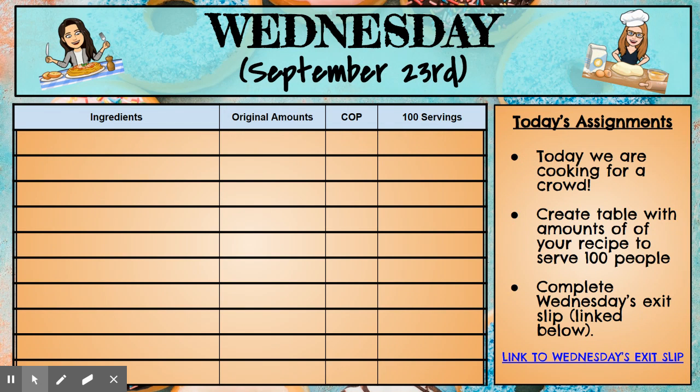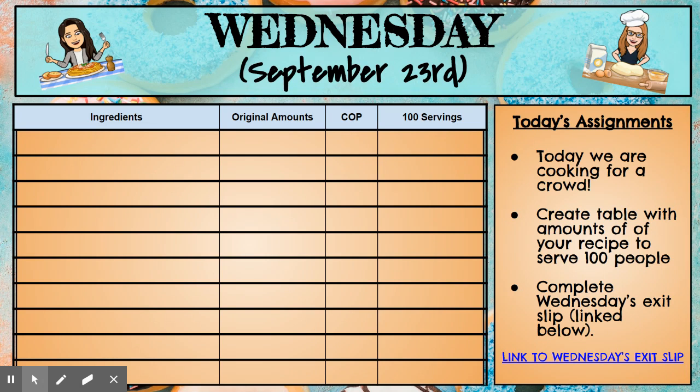On Wednesday, we are going to be cooking for a crowd. For this table, we are going to figure out how much of each ingredient from the recipe we need to serve 100 people. The first column is where the ingredients will go, like all-purpose flour or whatever their ingredients are. Then they will put their original amounts with the units. Next is the COP, the constant of proportionality, which they will have to calculate. The last column is the amount of ingredients they'll need to serve those 100 people. At the bottom right, there is a link to Wednesday's exit slip, and they'll need to complete that as well.